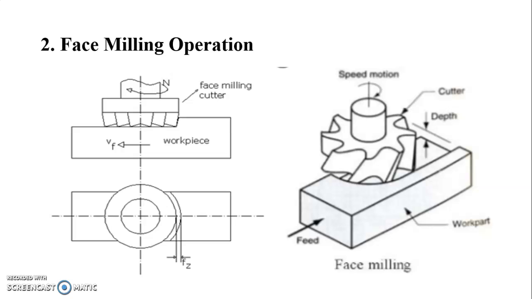So in face milling, the feed can be either horizontal or vertical, and the depth of cut is adjusted by rotating the cross feed screw of the table. So in face milling, the large surfaces are generally face milled on a vertical milling machine with the workpiece clamped directly to the milling machine table, simplifying the handling and clamping operations.